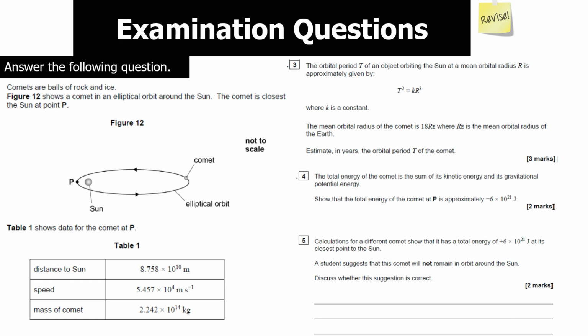Then the total energy of the comet is the sum of its kinetic energy and its gravitational potential energy. Show that the total energy of the comet at P is approximately minus 6 times 10 to the 21 joules. Then calculations for a different comet show that it has a total energy of plus 6 times 10 to the 21 joules at its closest point to the sun. A student suggests that the comet will not remain in orbit around the sun. Discuss whether this suggestion is correct.